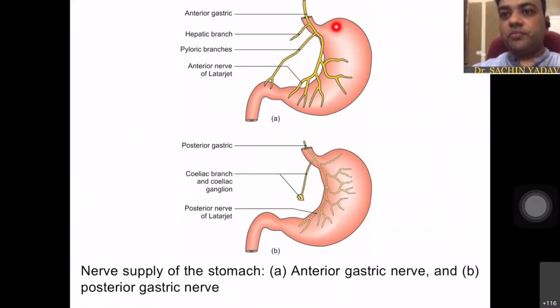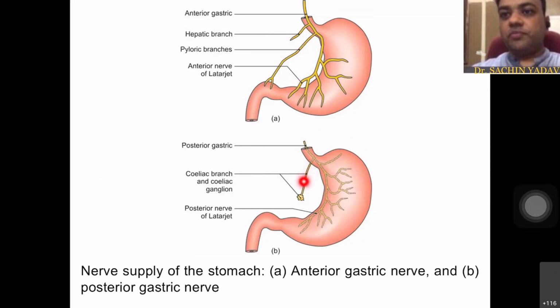abdominal cavity, and they continue over the lesser curvature of the stomach, both anterior and posterior trunk. So you can see here, this is the anterior and this is the posterior trunk. The anterior trunk, you can see what are the branches. The hepatic branch will go toward the liver. Okay, and the rest will give the main cardiac branches, pyloric branch. Okay, and the posterior trunk is also supplying the same as the anterior trunk.